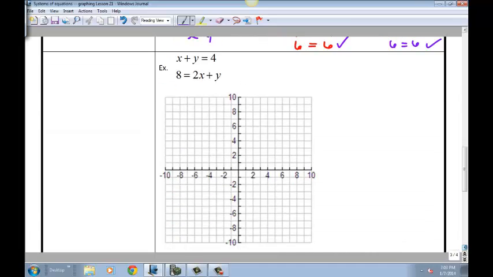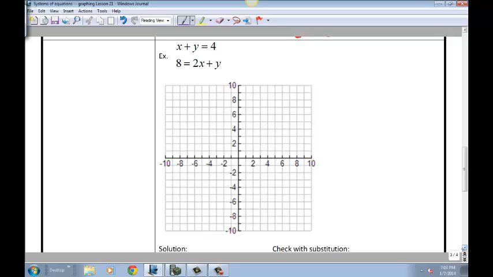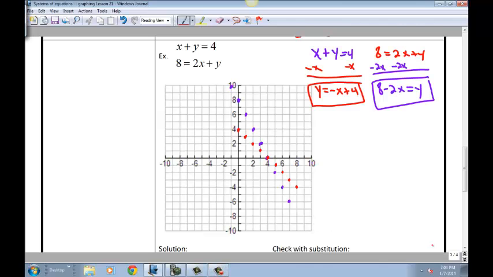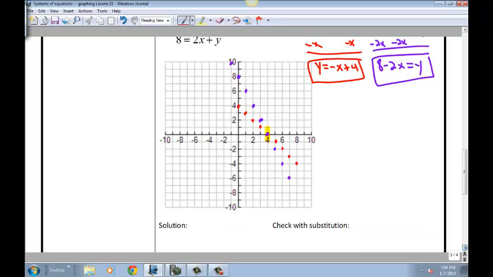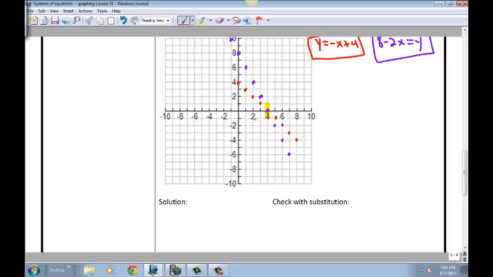One last one down here. I'm going to go ahead and work it without you having to listen to me so that you can just have one extra example down. And then we'll write questions and summaries together today. Alright, so there we go. I solved them both for y. I plotted them, and then that's the point where they crossed over each other. So my solution this time is 4, 0, it looks like.